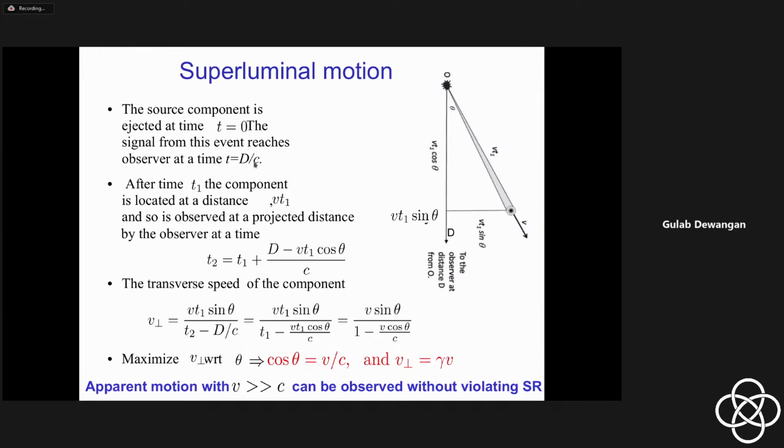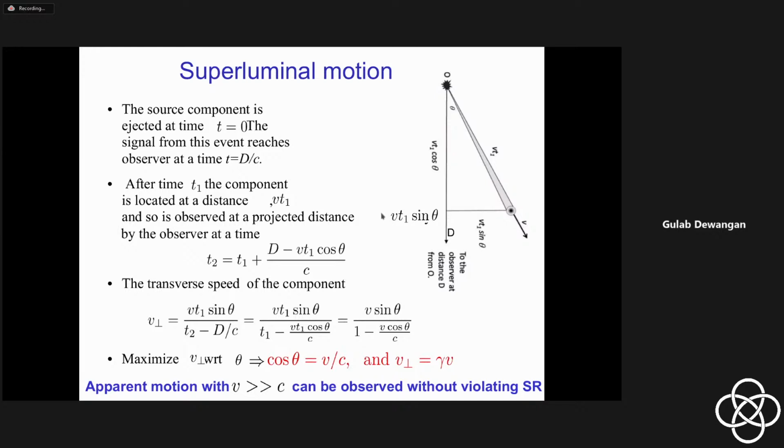Okay, so now let's say after time t1, this blob is moving. This blob moves a distance v times t1, where v is the speed. So this blob is moving with the speed v, and therefore in time t1, it has moved a distance v t1. And this information reaches the observer at time t2.